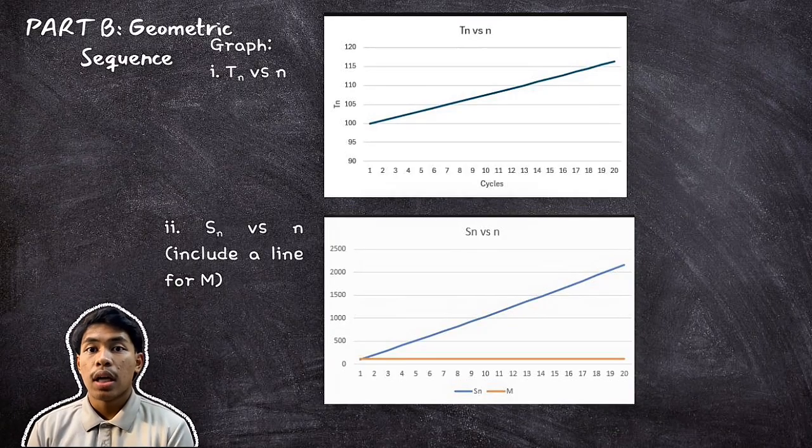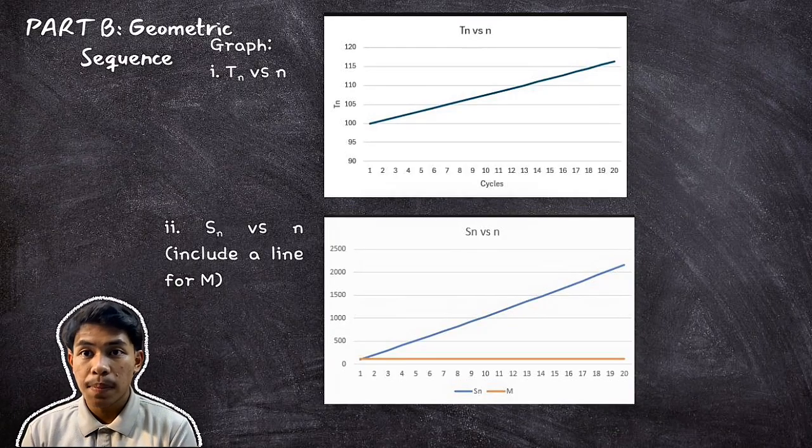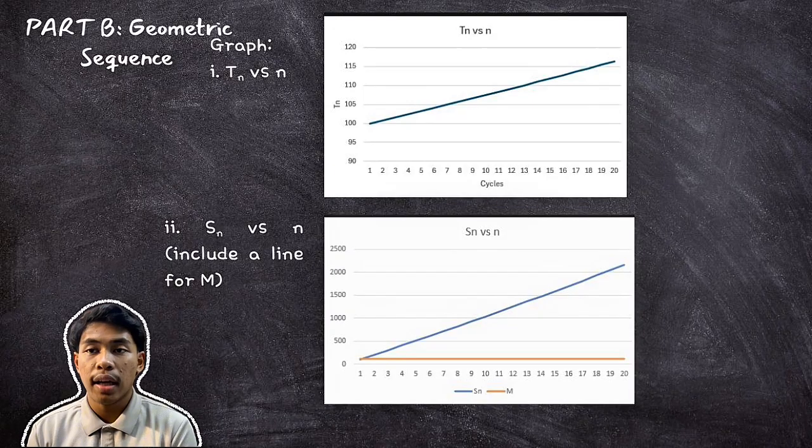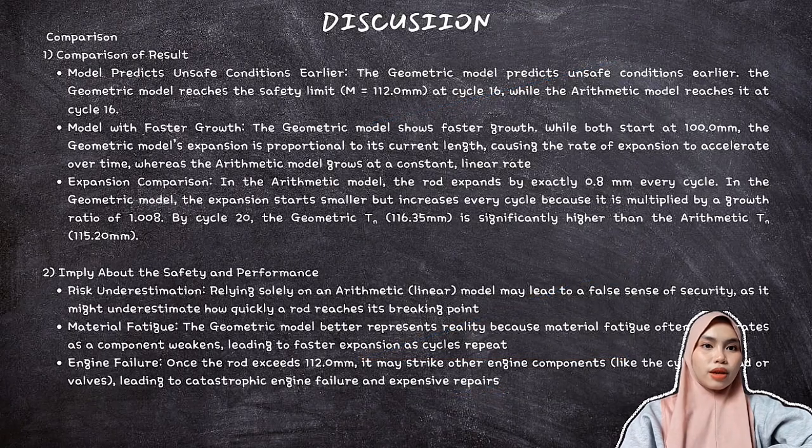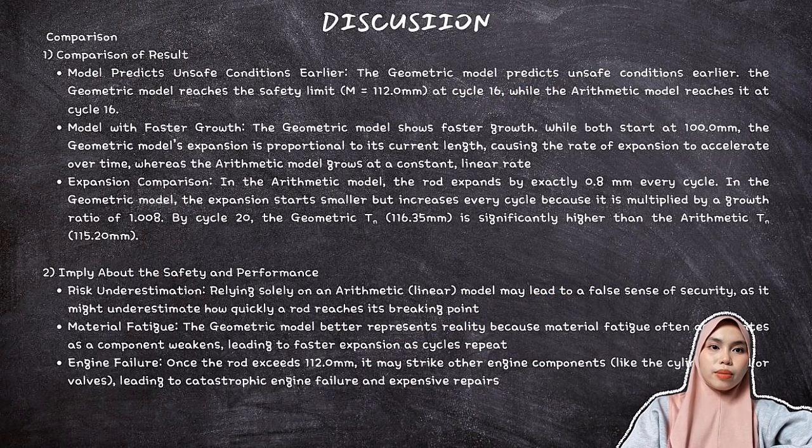In conclusion, the geometric sequence model successfully predicts the extension growth and identifies the cycle at which the maximum limit is exceeded.